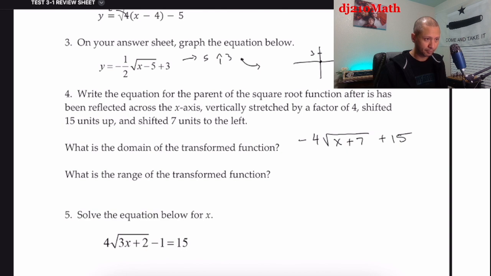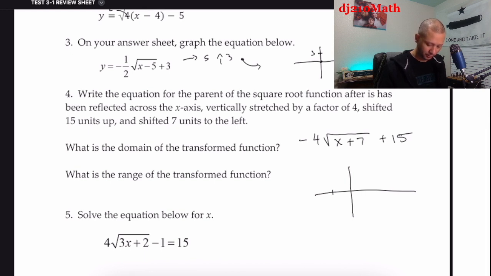Okay, so let's think about this real quick. It's always a rough sketch. To the left, 7, so negative 7, up 15, and it's going to go down typically like that. All right, the domain for this guy is going to be all the possible x values.